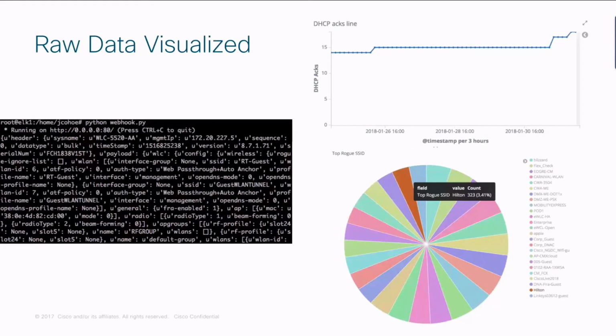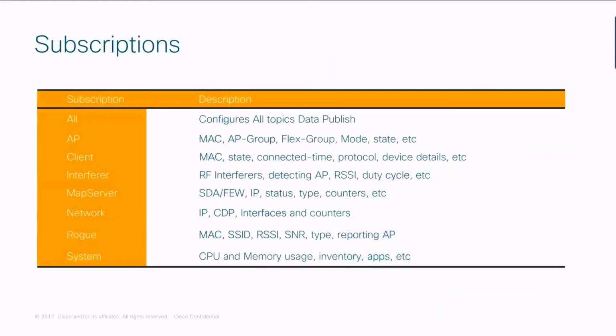So these are the subscriptions or the topics that we can choose from. There are 7 in total, and we can subscribe to any one of them, or any multiple of them, or all of them. The most common payloads are the access point, client, system, and network. They provide the bulk of the interesting data that we can build visualizations with. If we're looking at rogues or interference, we can enable these 2 topics. The map server topic is for fabric-enabled wireless. It doesn't have any details of location, it doesn't have any capabilities of like CMX or MSE. But there are options for that as well.